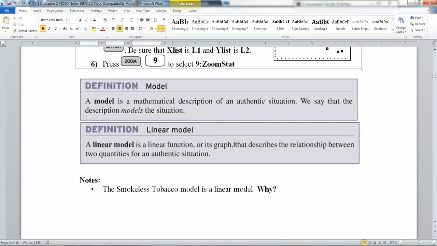All right, we're done with that, and I'm going to pause right there because we're running out of time, and I'll pick up with this model stuff next time.